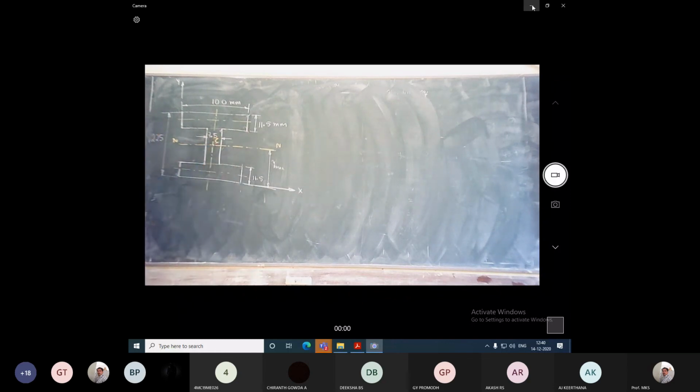So now, for all the rectangles, consider each as a separate rectangle. Let me call this the first section, this the second section. So this bottom flange, I will call it 1. The web portion, I will call it 2. And the top flange, I will call it 3. Okay.